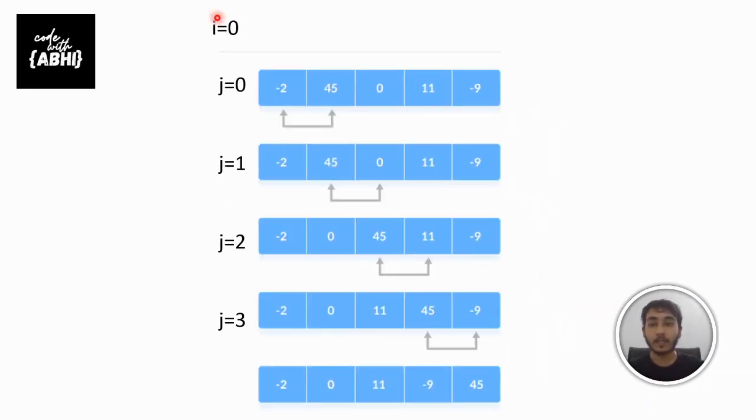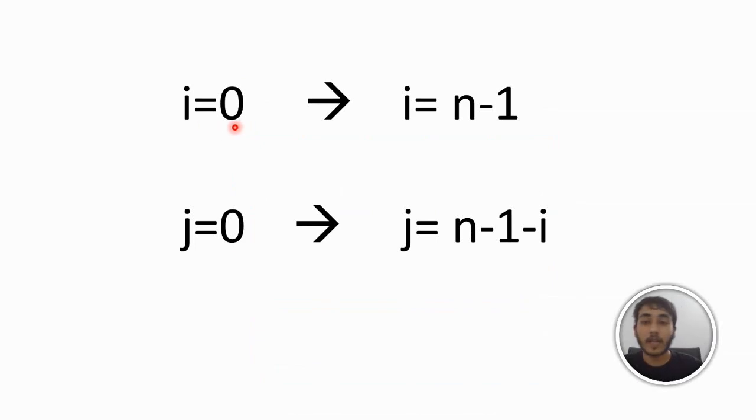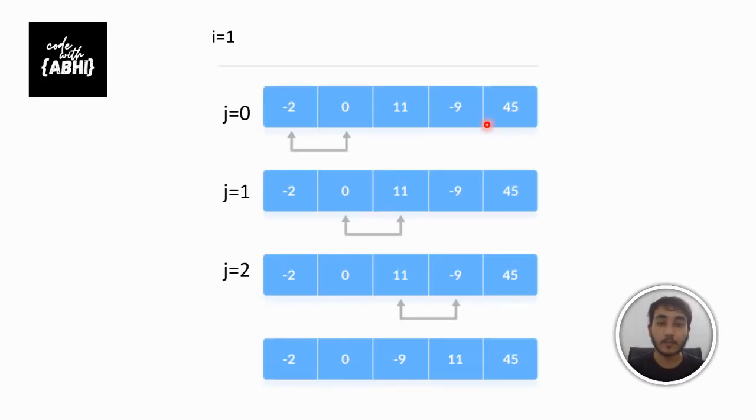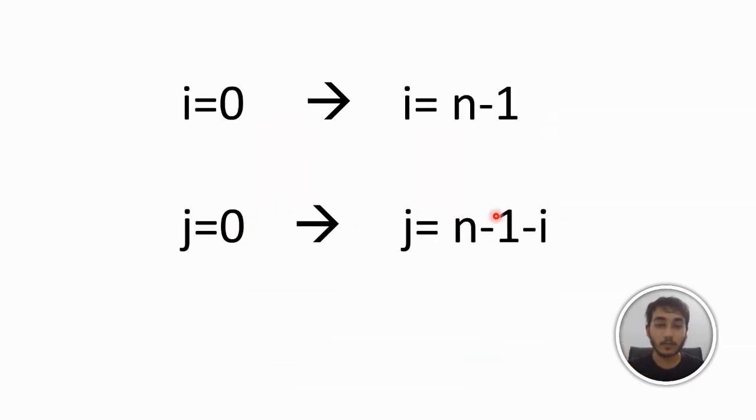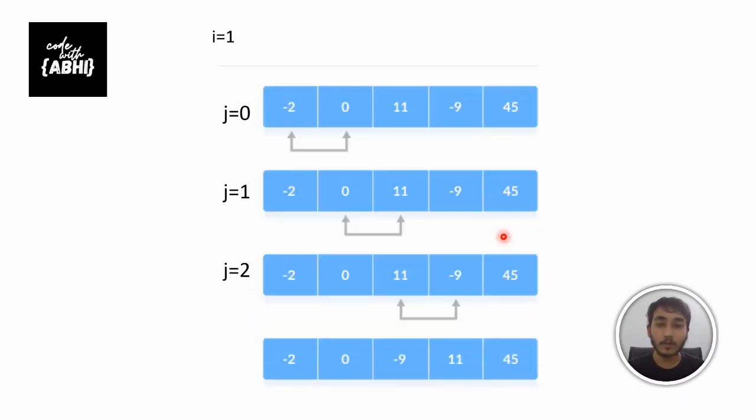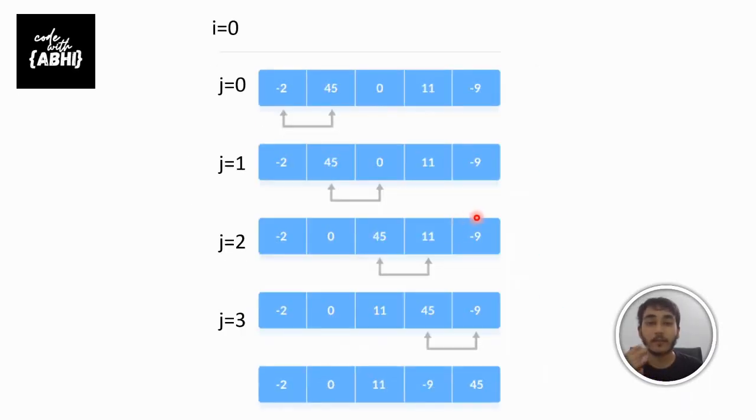Also keep in mind here i is the number of times our loop will get executed, and j is the number of iterations that takes place in each loop. The value of i ranges from 0 to n-1, where n is the length of the array. As here the length of the array is 5, our loop will get executed 4 times, and the value of j ranges from 0 to n-1 minus i. So the value of j keeps on decreasing, which is also an advantage of using bubble sort, because the number of iterations per loop keeps on decreasing every time.